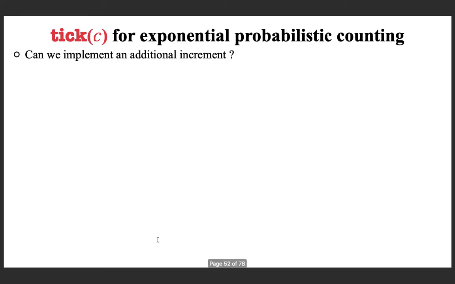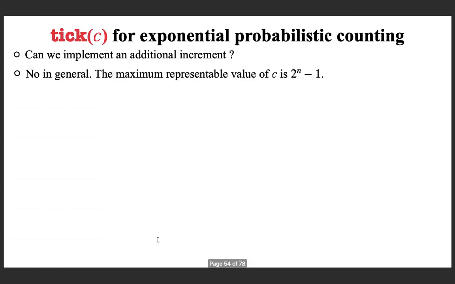Now the question is, can we implement an additional increment? What do you think? Can you go for an additional increment in the counter C? The answer is no. In general, you cannot, because the maximum representable value for C is 2 to the power n minus 1, where n is the number of bits used to represent C. Okay, that is the maximum value. If you already reached the maximum value for C, you cannot go for an additional increment. That is the general answer.